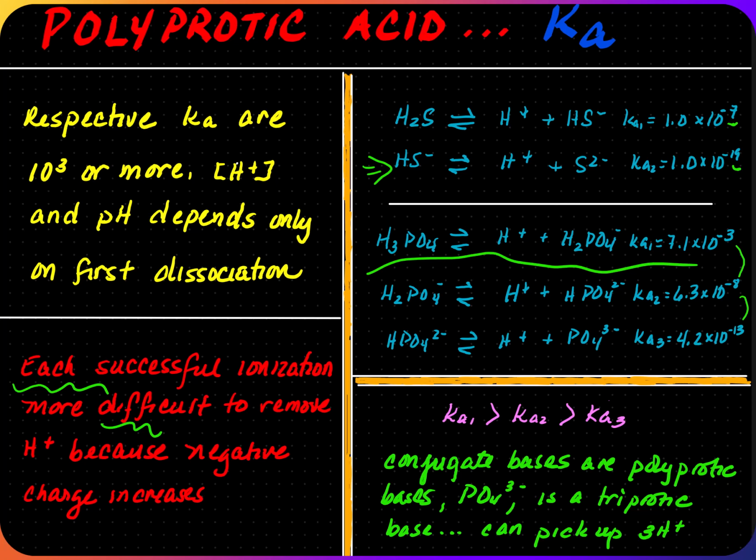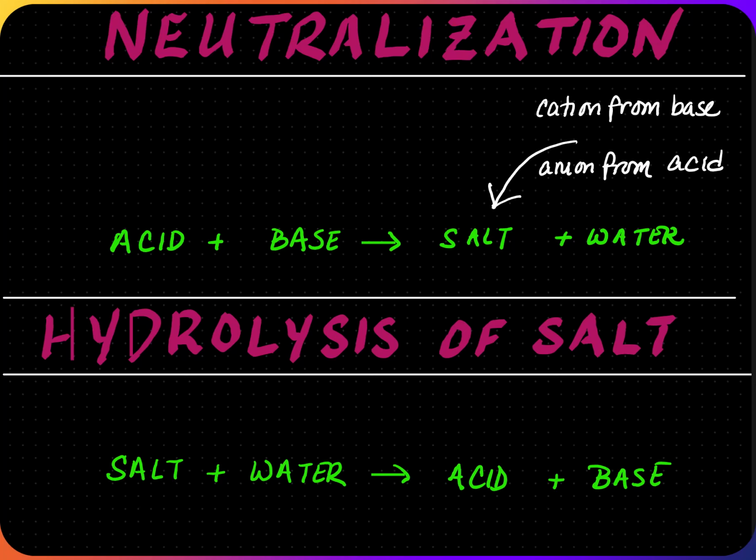Conjugate bases are also called polyprotic bases. For example, in the above problem, we notice the phosphate ion can actually take in 3 hydrogen ions to become phosphoric acid. And then S2 minus is a diprotic base because it could take in 2 hydrogen ions to become hydrosulfuric acid. Neutralization reaction is an acid plus a base that yields a salt and water.